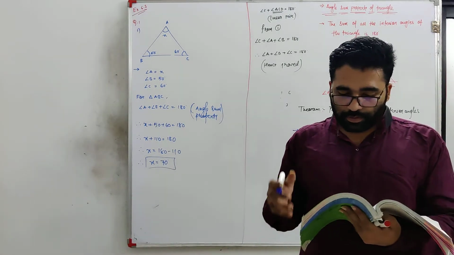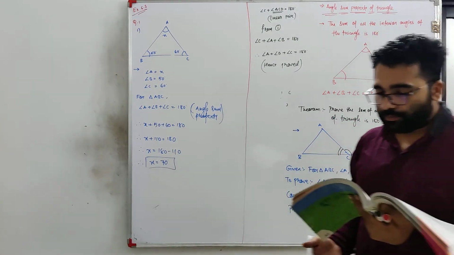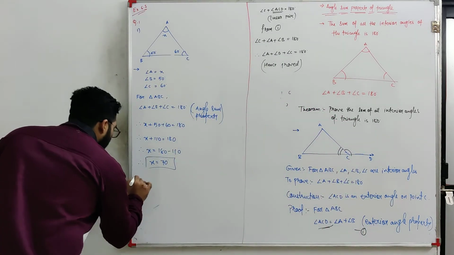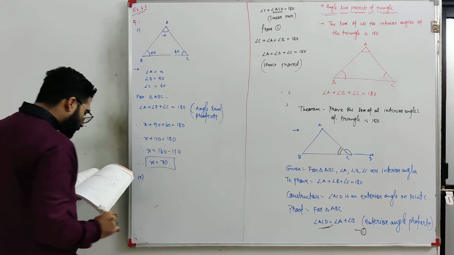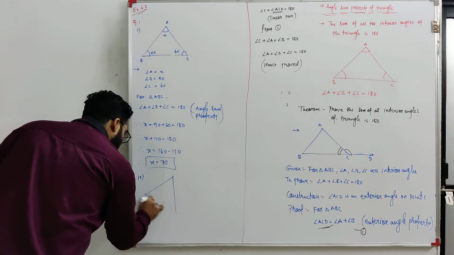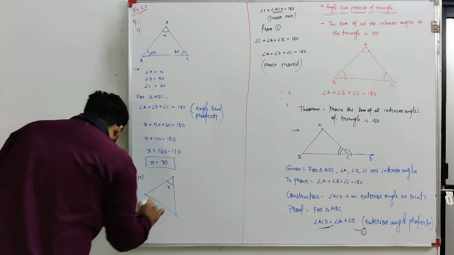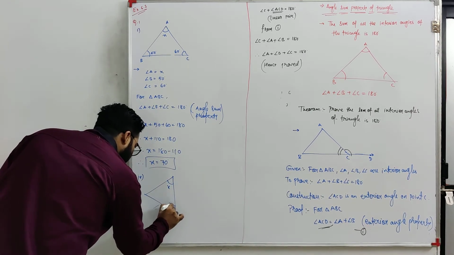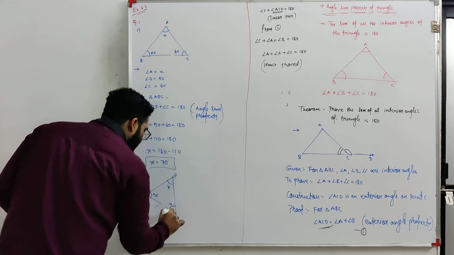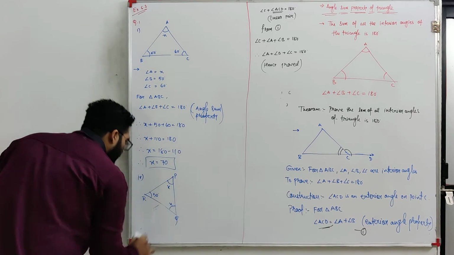Now, the second question is the same, but with a square bracket given. The third is the same. Let me see the fourth question. In the fourth question, you can see there is one triangle like this, in which this one is x, the second one is also x, and this one is 50 degrees. Here I am mentioning it as PQR.